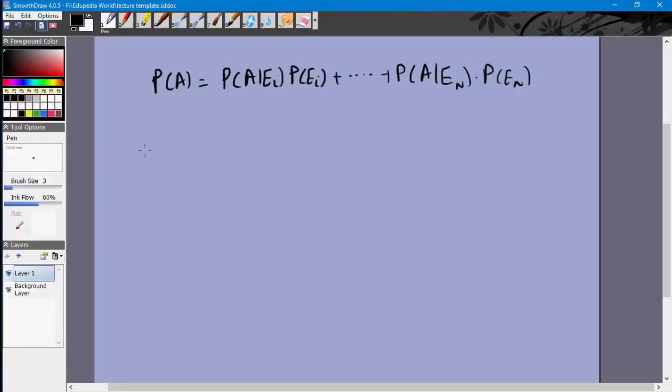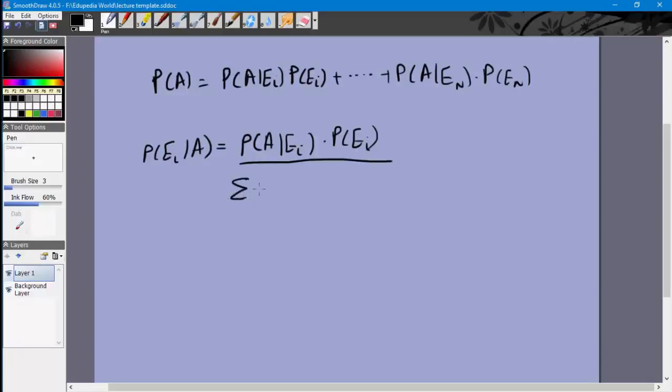And Bayes' theorem says P(Ei|A) is equal to P(A|Ei) P(Ei) divided by this whole thing basically, so the summation of P(A|Ei) P(Ei). So this is the theorem on total probability, and this is Bayes' theorem. We've seen proofs of both of them.